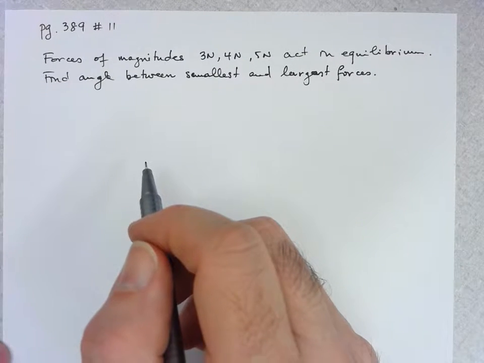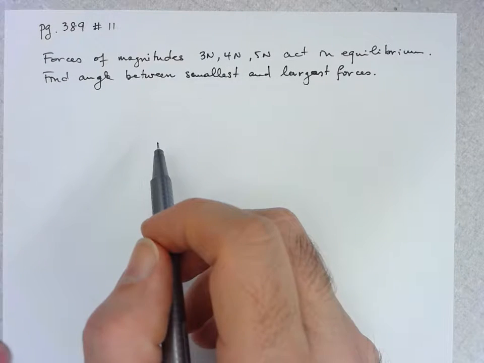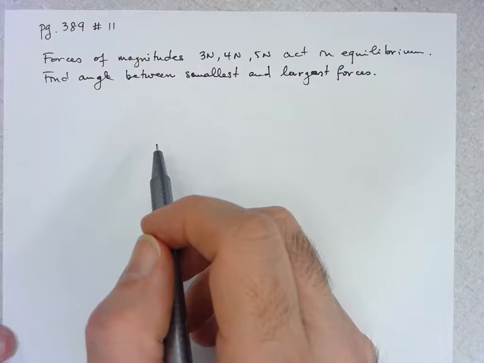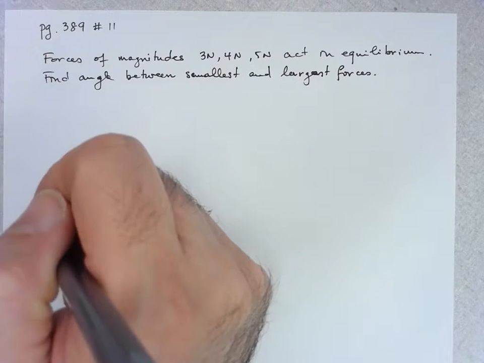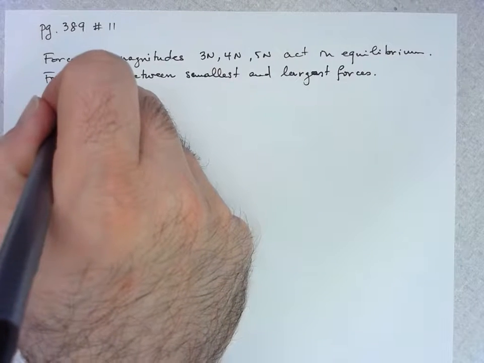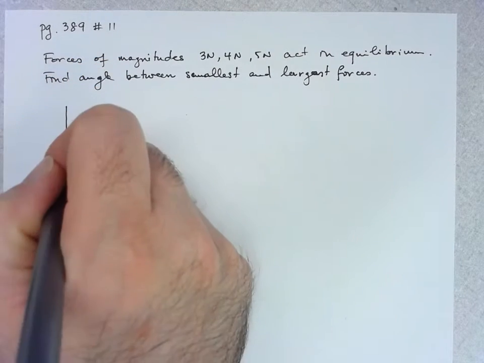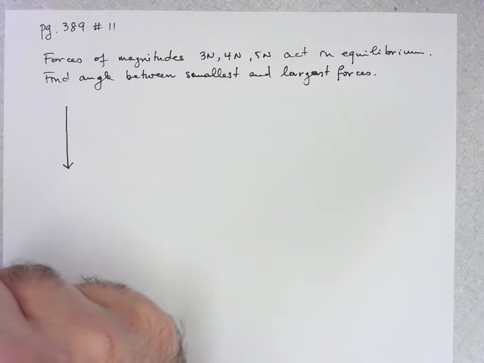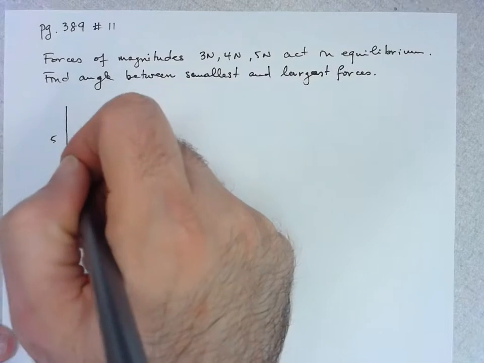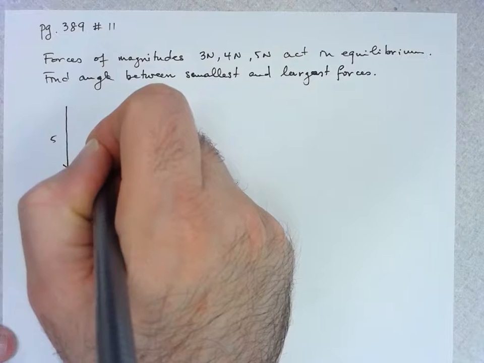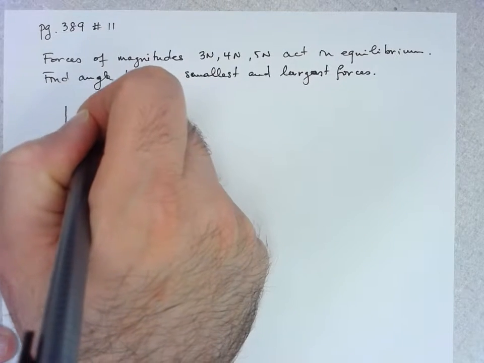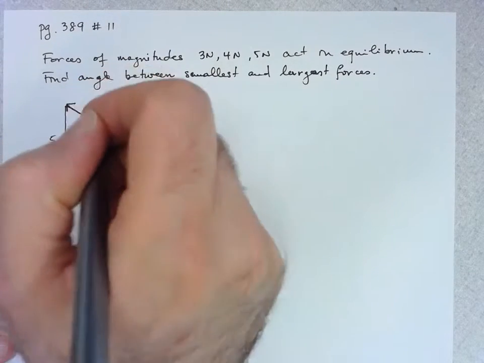Because these three forces are acting in equilibrium, if I were to add them tip to tail, they should form a closed triangle. Let me draw a diagram here. Since they don't give me any directions, I can draw them anywhere I like. I've got this 5 Newton force, then I'll put the second largest one there, my 4 Newton force, and my third one has to connect the triangle.